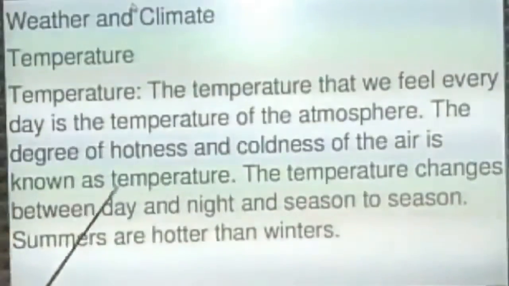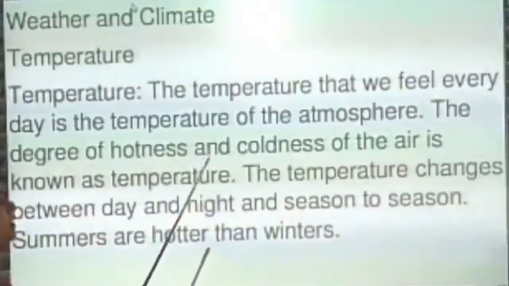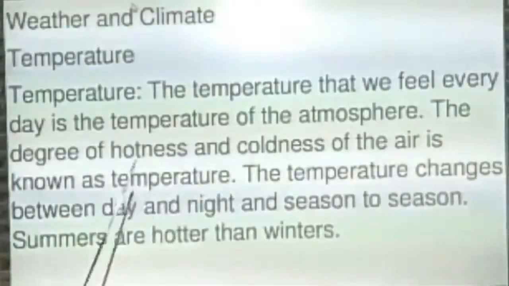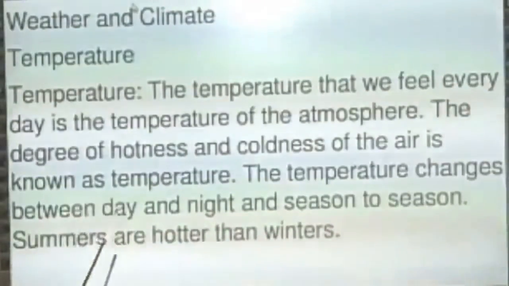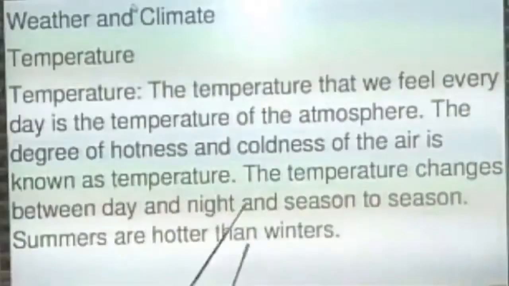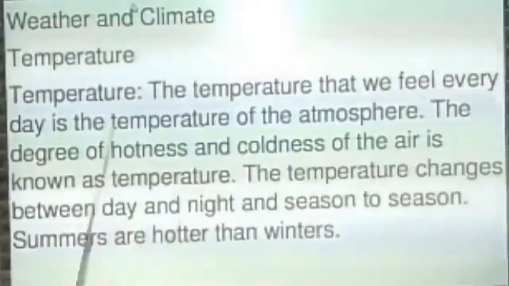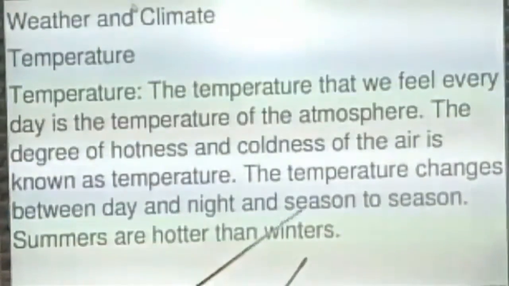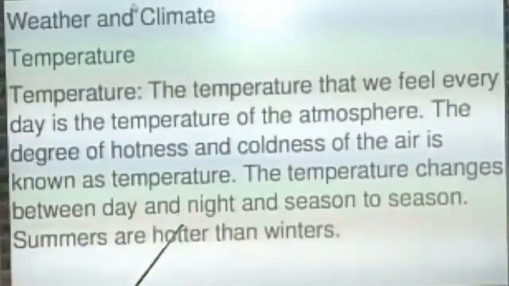When the hotness is there, the hot weather is there, and the cold weather is there, that is called the temperature. The hotness and the coldness of the air is known as the temperature. The temperature changes between day and night. You all know temperature changes day and night, and season to season.